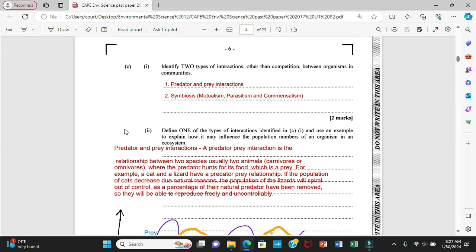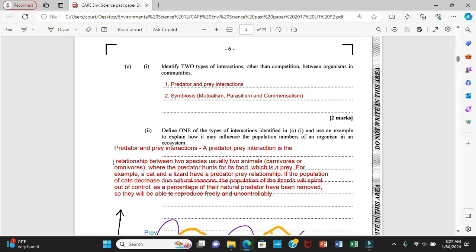It says define one of the types of interaction identified in C1 and use an example to explain how it may influence the population numbers of an organism in an ecosystem. Let me read what I wrote. So this is the answer. We're looking at the predator-prey interaction. Predator-prey interaction is a relationship between two species, usually two animals, carnivores or omnivores, where the predator hunts for its food, which is a prey. For example, a cat and a lizard have a predator-prey relationship.